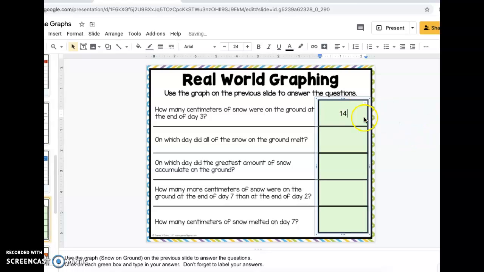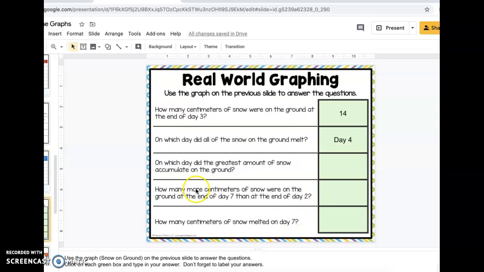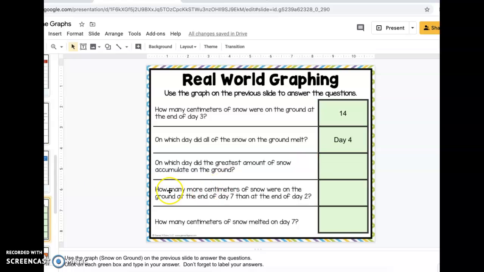On which day did all the snow melt? Well, we just said that. It was day 4. I might write day 4 not to confuse myself. Okay, on which day did the hugest, greatest amount of snow accumulate? Well, the biggest number that we have was day 6 on 22. So, 22. Day 22, it's day 6, sorry.